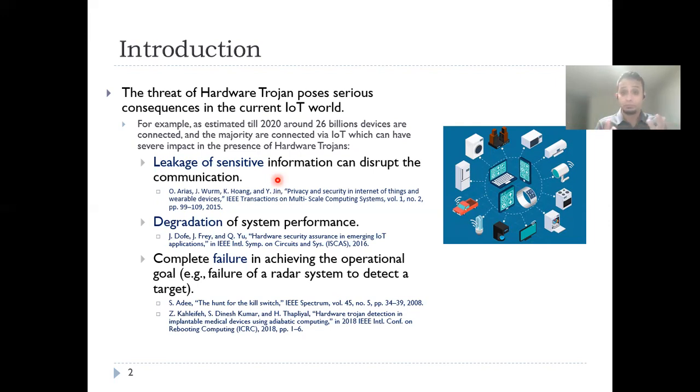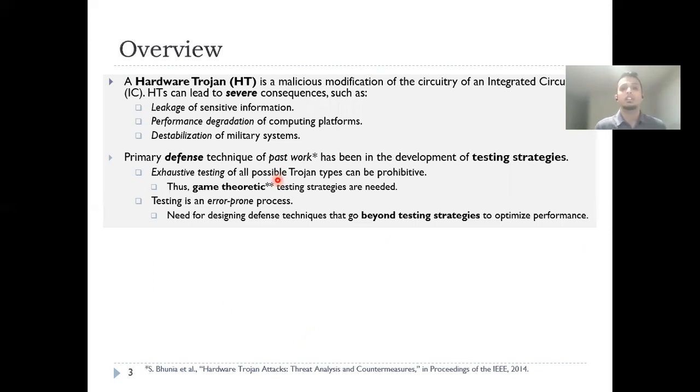So in such scenarios, the Trojan attacks have to be stopped. Otherwise, the Internet of Things communication can be in serious jeopardy. So let's give a brief introduction of the hardware Trojan and then our contribution of our paper. A hardware Trojan is actually a malicious modification in the integrated circuit. Such malicious modification, as I just briefly introduced earlier, can cause leakage of sensitive information, the performance degradation of computing platforms, and the destabilization of military systems.